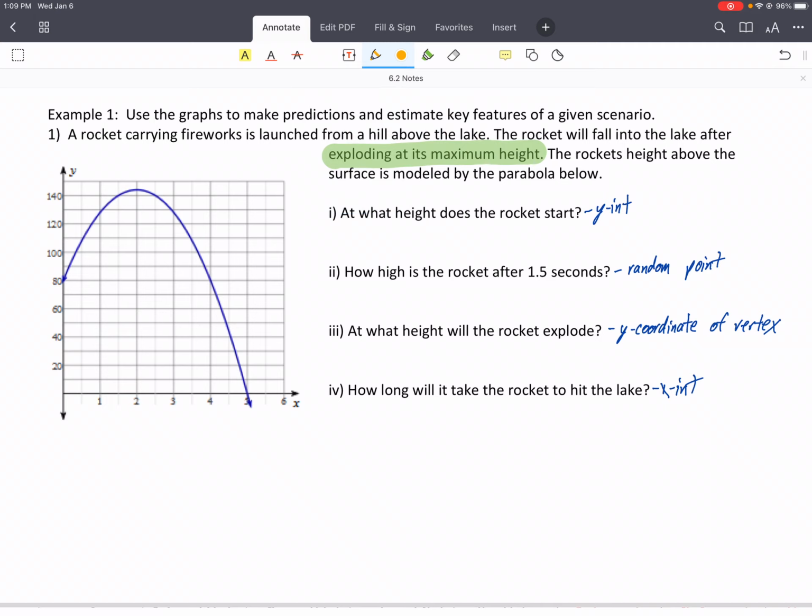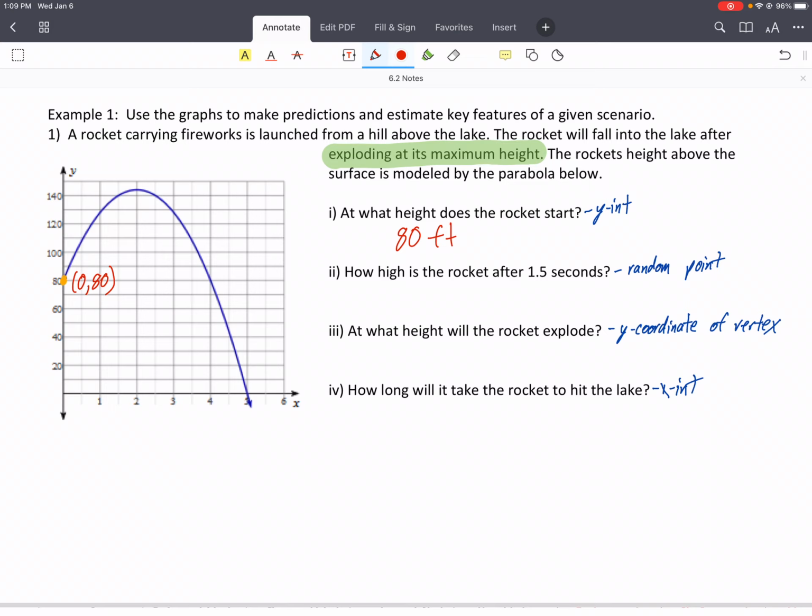So now let's identify those points. Here we're given a graph, so if we're given the graph, we can just look at the points. So the y-intercept is right here. At what height does the rocket start? It's not giving us a unit for this one, but we could just assume it's feet. So 80 feet, because our y-intercept is at 0, and then 80.